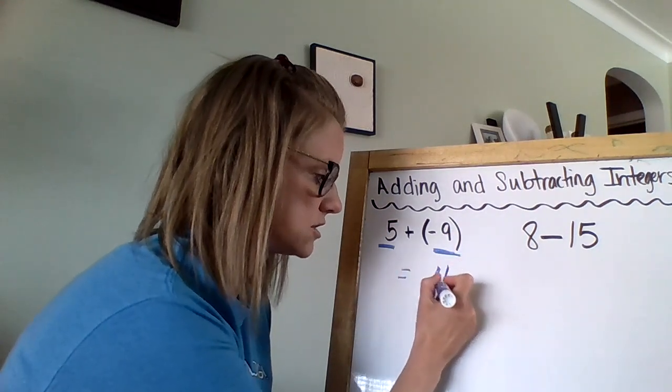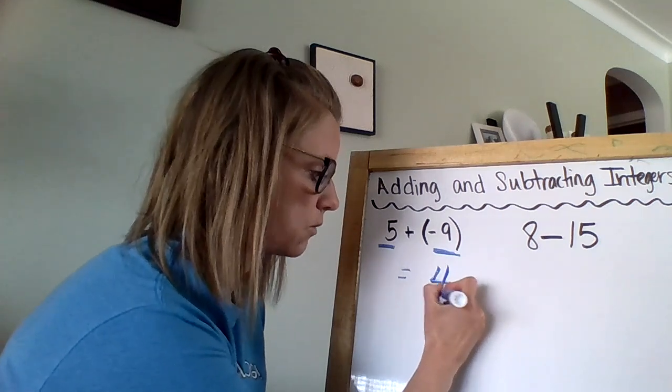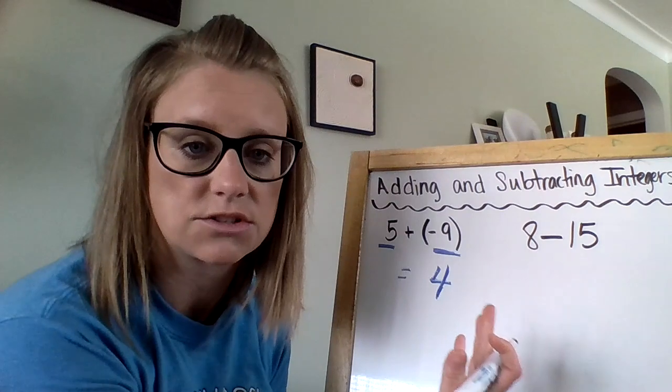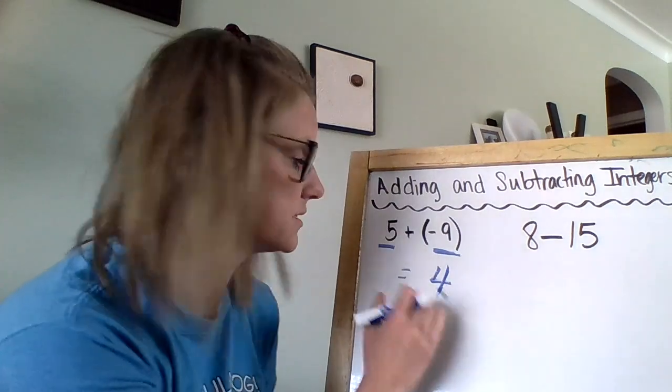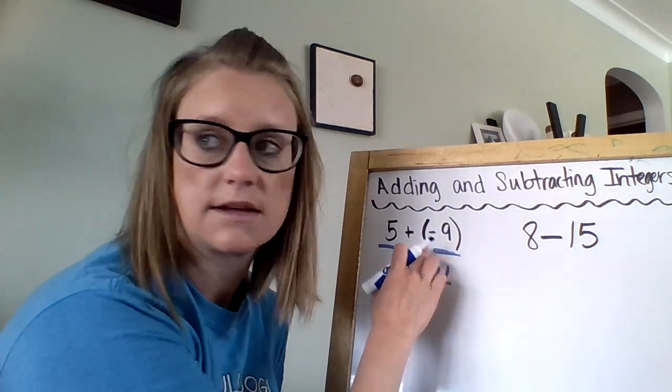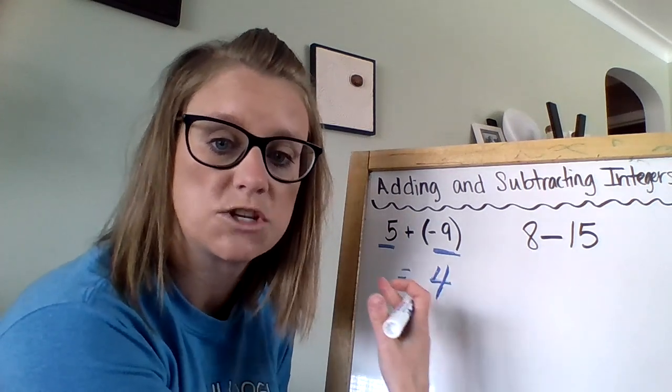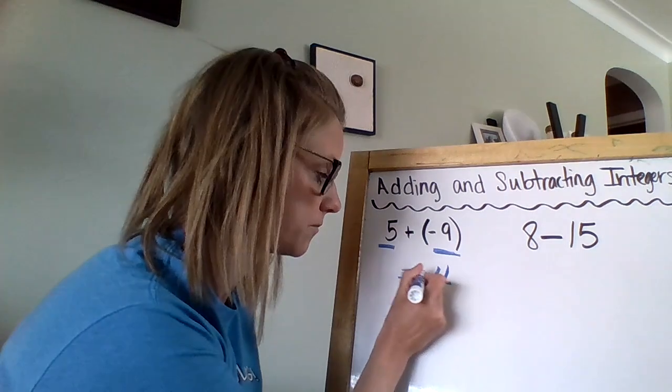But now, is it just plain 4? Or how do I know what sign it gets? It gets the sign, again, of the larger number. So the larger number is the 9, and the 9 has a bigger absolute value, so it's going to take the sign of the bigger absolute value, which means it becomes a negative 4.